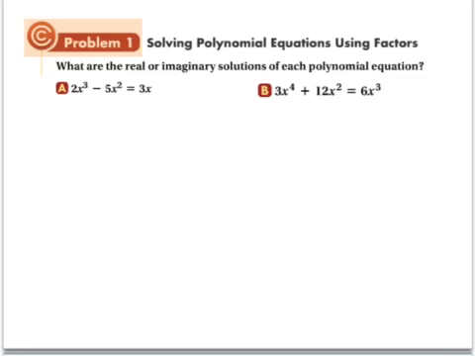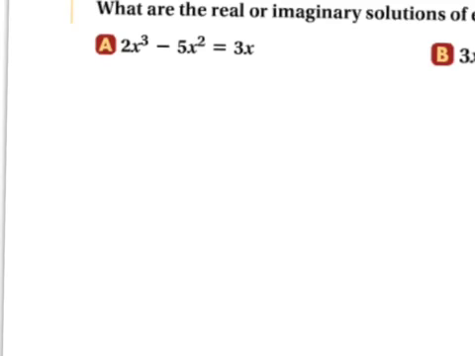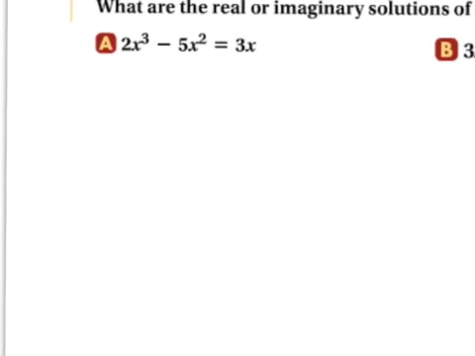So looking at problem 1a. When you're solving, set it equal to 0 first. That's not new. That's pretty much something we've been doing for a while. So I'm just going to subtract 3x over, and I get 2x cubed minus 5x squared minus 3x equals 0. When you are factoring, always check for a GCF first, and we in fact do have a GCF. It is x. So factor that out.